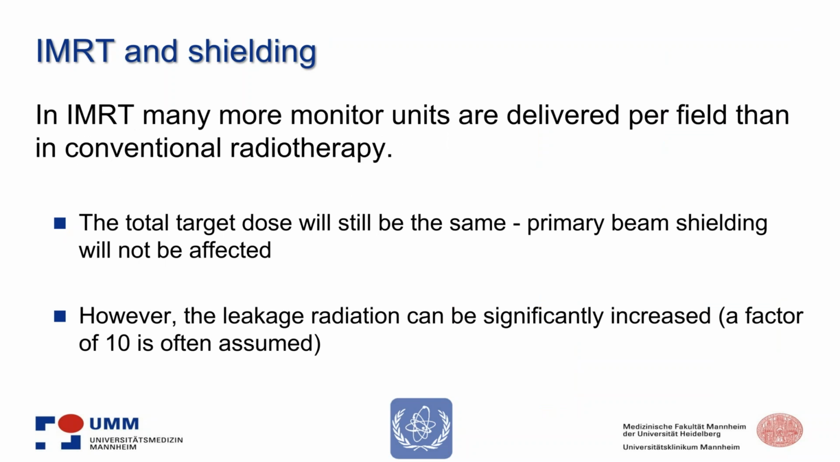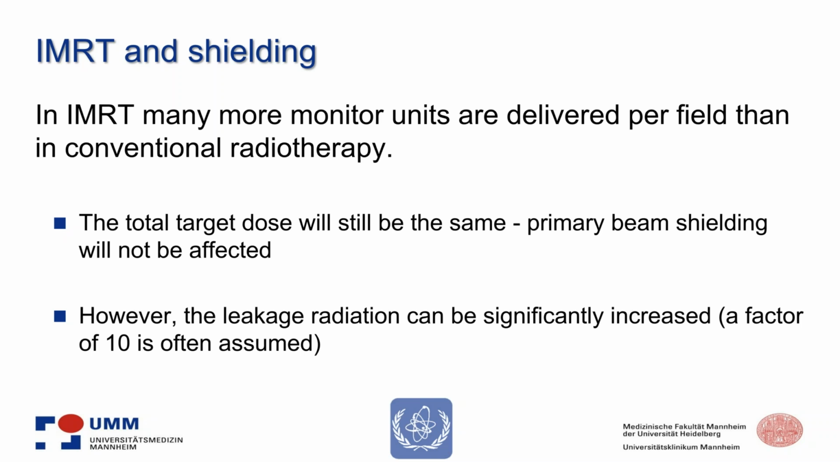You have this high number of monitor units per field, higher than in the conventional therapy. So the target dose is still the same, so the primary shielding will not be affected by these higher monitor units. However, the leakage radiation can be significantly increased. A factor of 10 is often assumed. This is out of the presentation from the IAEA. Here in Germany, we calculate with an IMRT factor of 4.